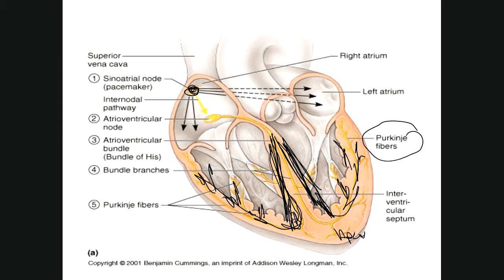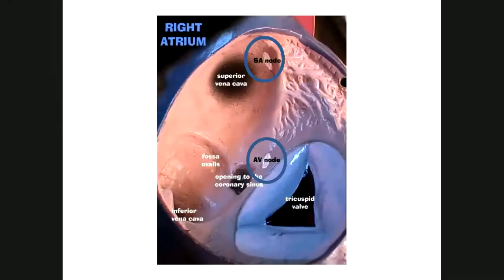So again, we're going to start with this SA node. And it's going to go over the atria. And then the AV node. The AV bundle. Remember, that's going to cross the connective tissue down into the ventricles. And then the bundle branches. And all the way down to the bottom and back up as the Purkinje fibers. So that's the conduction system of the heart.